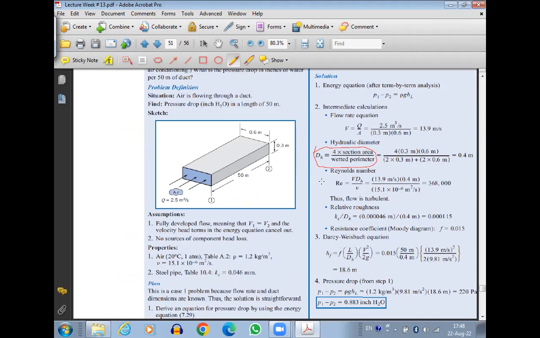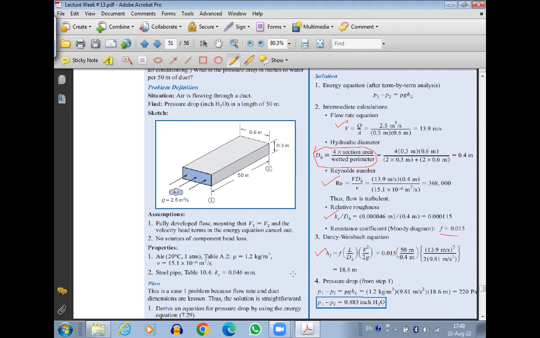So you're going to find out the velocity first, then you're going to find out the Reynolds number, then you're going to find out the relative roughness, then you're going to go into the Moody chart and find out the friction factor. Then corresponding to the friction factor, you can find out what is the head loss. All the same steps that you did for the case of the circular pipe, you're going to repeat here.